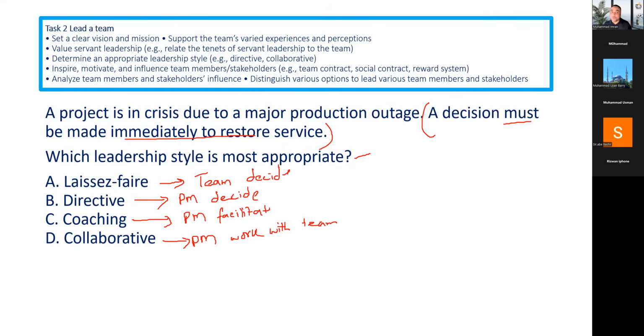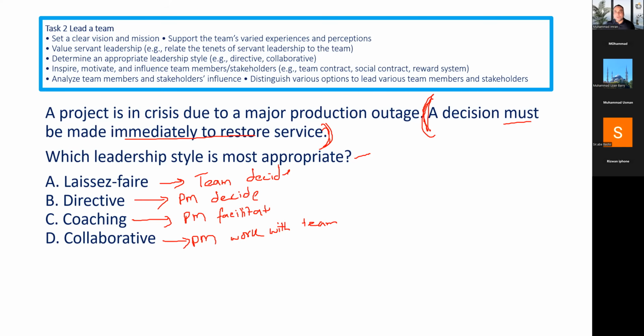If you do not read the question carefully, you will always answer it wrong. That's the point. And we know that the question is always in the second part of the question. So the second part is critical to decide what the answer will be. So if it says must be made, directive.